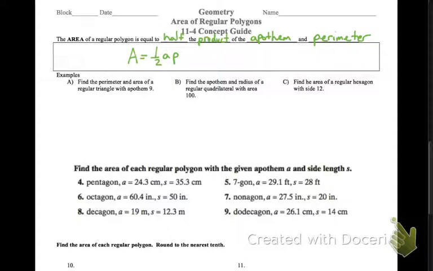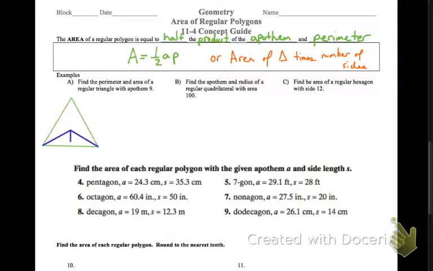I would note that if you take the area of one of those triangles like we had on the other side of the page, times the number of sides, or the number of triangles, that would also get the area. All right, so here's some examples. Find the perimeter and area of a regular triangle with apothem 9.